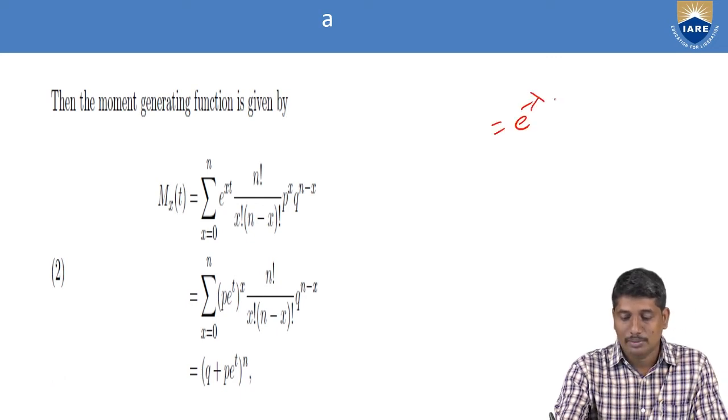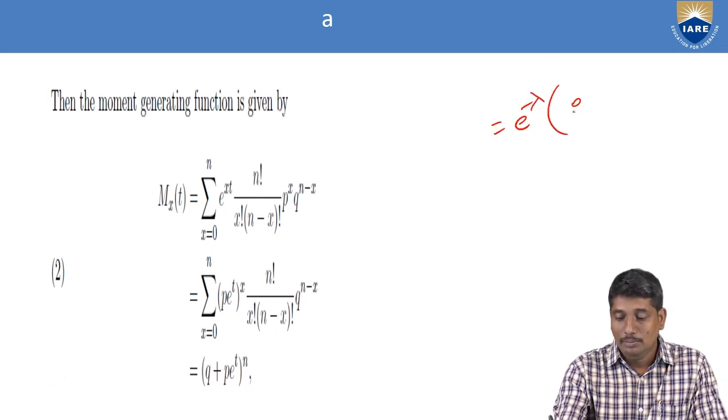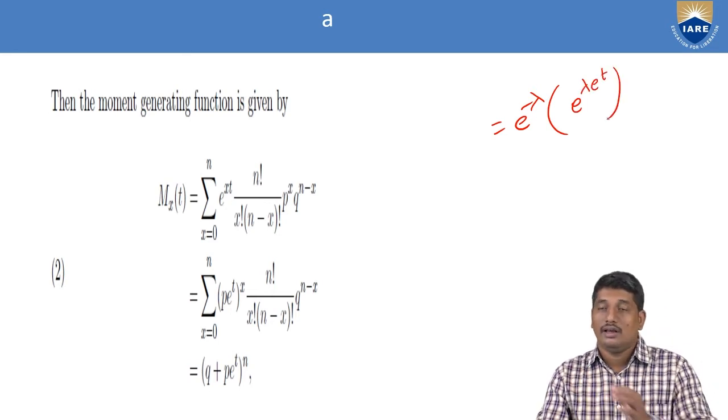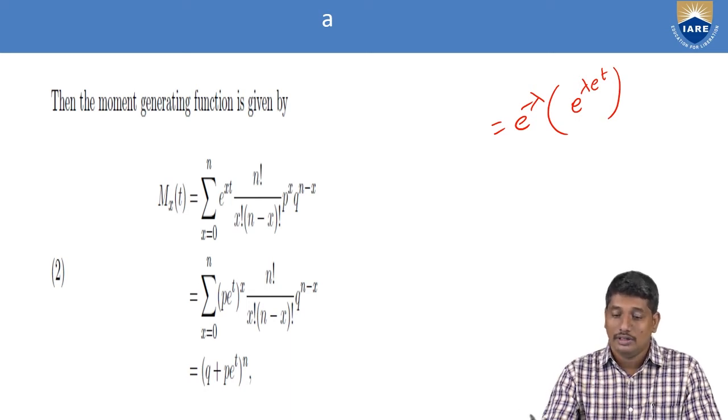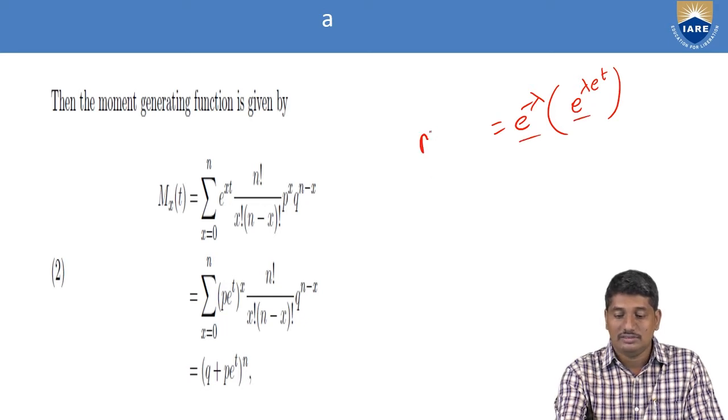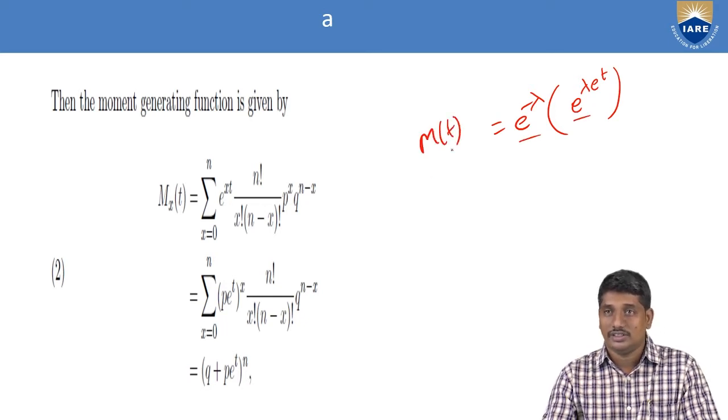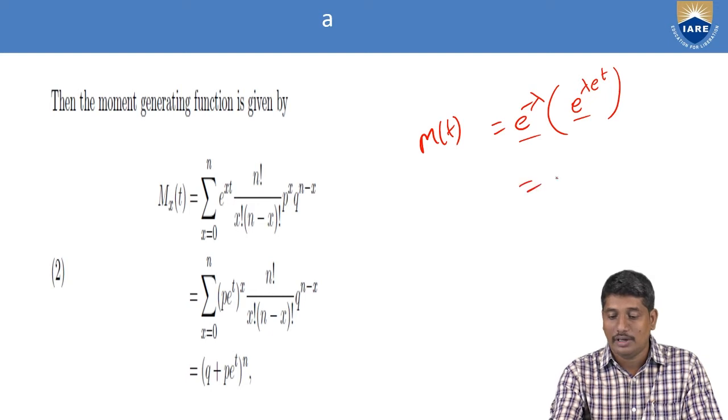That is why we get e power minus lambda into e power lambda e power t, because it is like exponential form. We can compactify it as e power lambda e power t. As bases are equal, this is the moment generating function. Bases are equal, powers can be added: e power lambda e power t minus lambda.